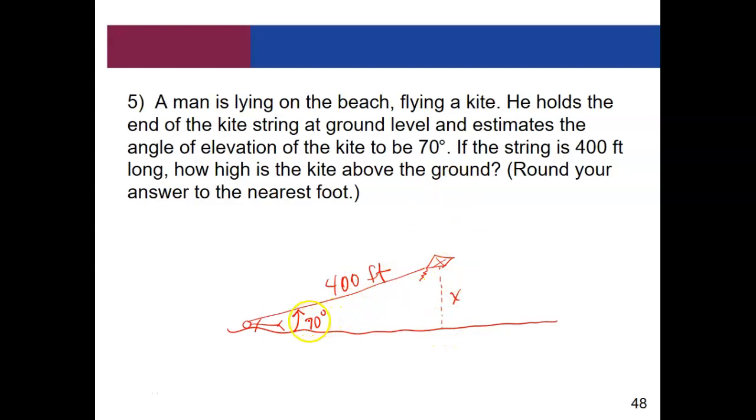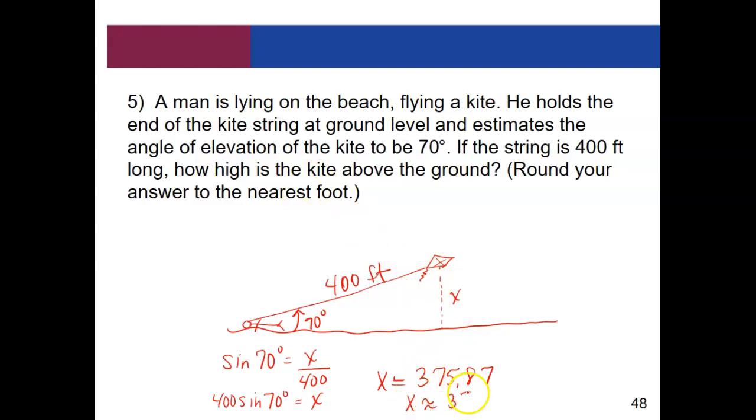So for this one, in relation to my 70-degree angle, I've got my opposite and my hypotenuse. So this is another sine. So I'm going to do sine of 70 equals x over 400. Cross multiply, so x is going to be 400 times the sine of 70. So x is 375.87, and since we're rounding to the nearest foot, it's going to be 376 feet.